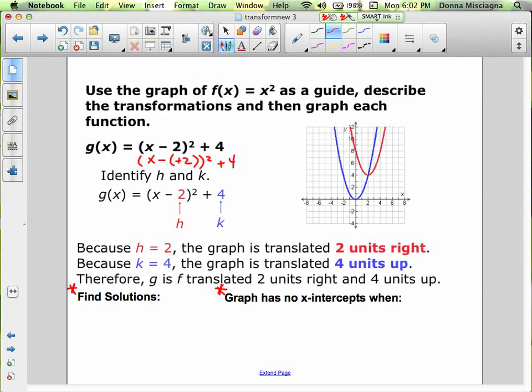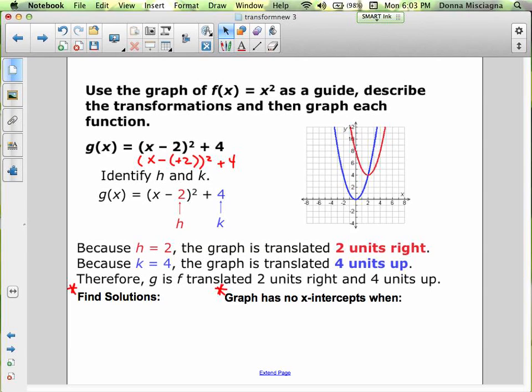So that means the graph is going to shift 2 to the right. Because h equals 2, because we have x minus, and the minus is in the equation, plus 2, the graph is translated 2 units to the right. Because k is 4, we're adding 4 to the whole function, the graph is translated 4 units up. So therefore, our equation, g of x equals (x - 2)^2 + 4, is just our parent graph, y equals x squared, translated 2 units to the right and 4 units up.